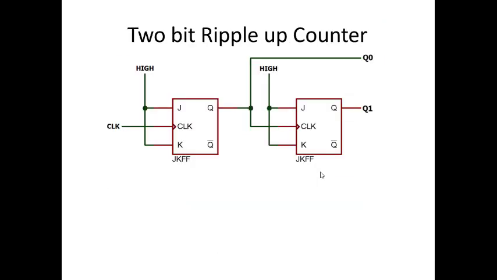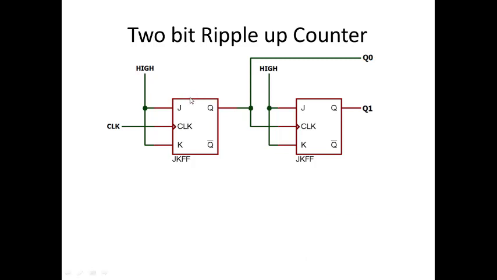So, let us go ahead with the 2-bit ripple counter. This is a 2-bit ripple counter, as I said. 2-bit means we need 2 flip flops. I am using JK flip flop, J and K tied together and giving a high. So, this is said to be JK flip flop in toggle mode because we need like that.